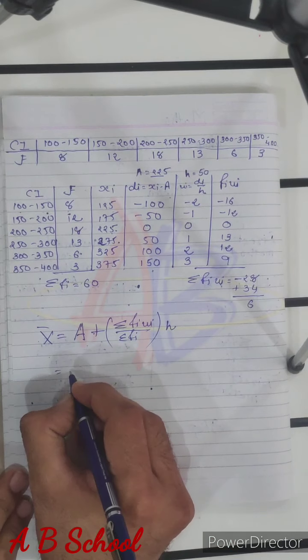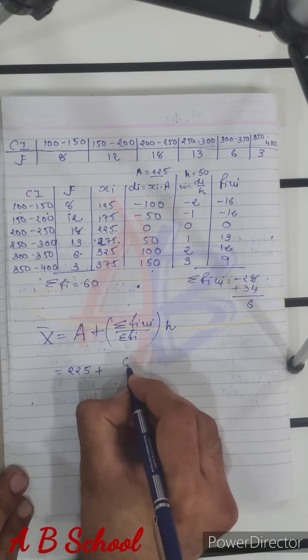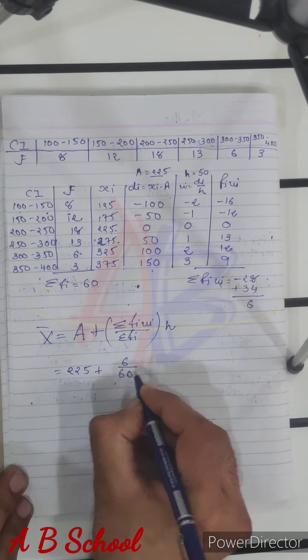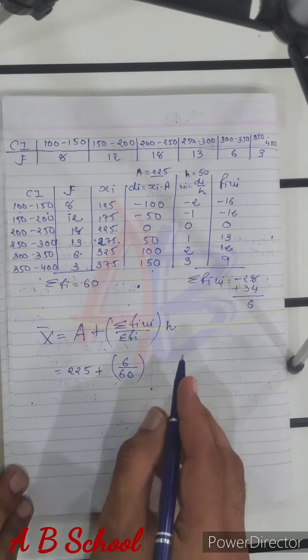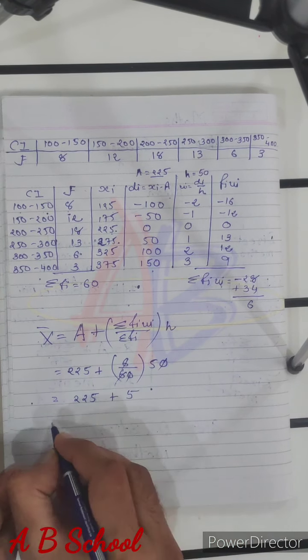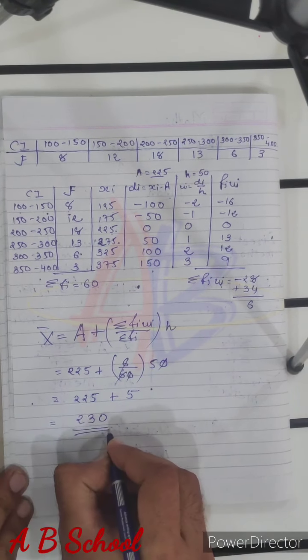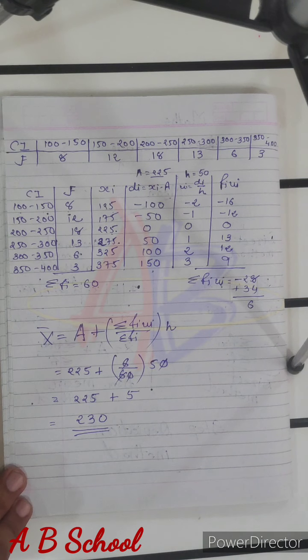So this is 225 plus 6 upon 60 into h. H is my 50. Here 0 and 0 cancel, 6 and 6 cancel. So I am left with 225 plus 5. So this is my answer, 230. This is the answer which we have obtained with the help of step deviation method.